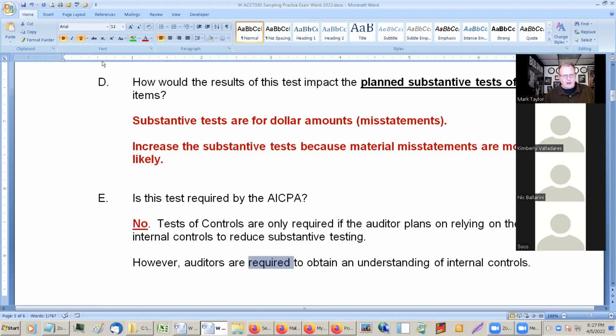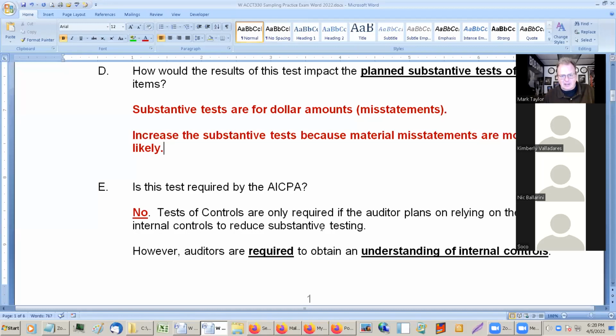However, they are required to obtain an understanding of internal control. So you must get an understanding of how their controls work. The idea being you won't know what to look for unless you get an understanding of it. However, if you're not going to rely on it, you get an understanding of it, you don't do any testing. Then you just do the substantive testing. If you are going to rely on it, you get an understanding of internal controls. Then you test those controls, see if they're working, and then you do the substantive testing.